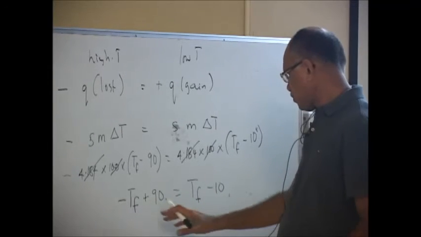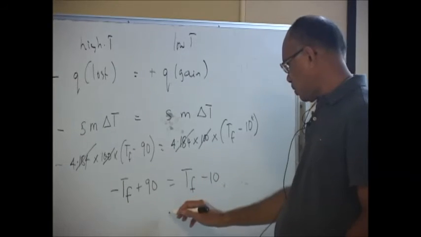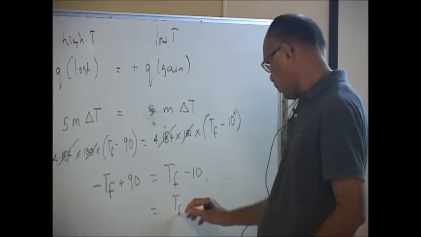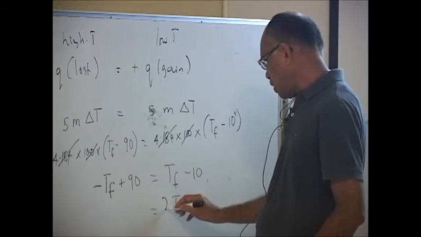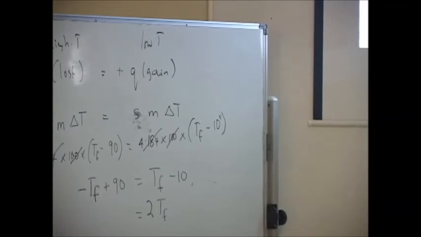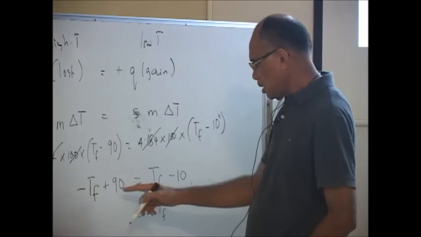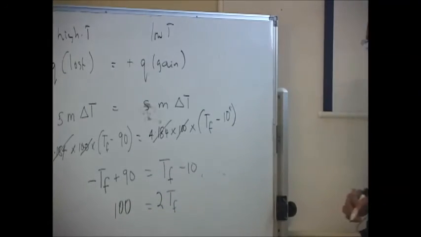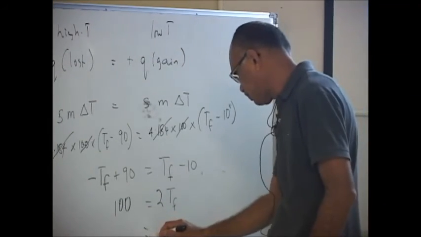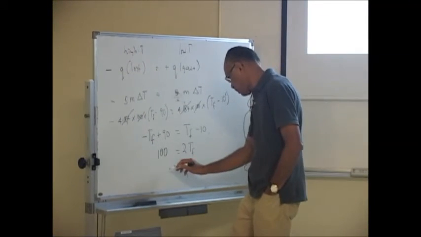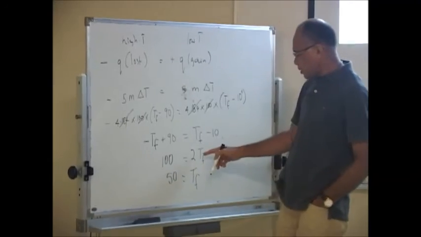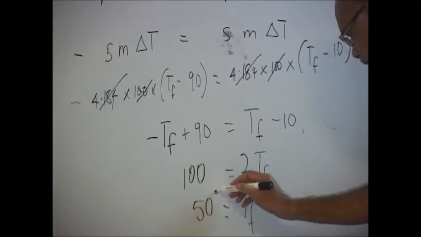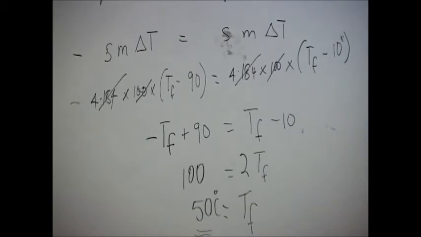So now let's bring the TF to the right. That'll be TF plus TF, it'll be 2TF. And take this to the left, 90 plus 10 will be 100. So what is TF? It will be 50, since 100 divided by 2 gives you 50. And that is the final temperature.